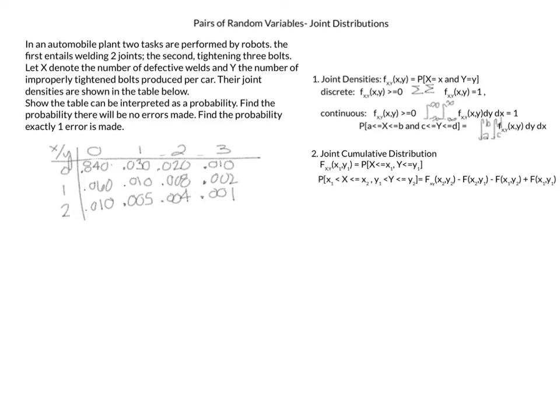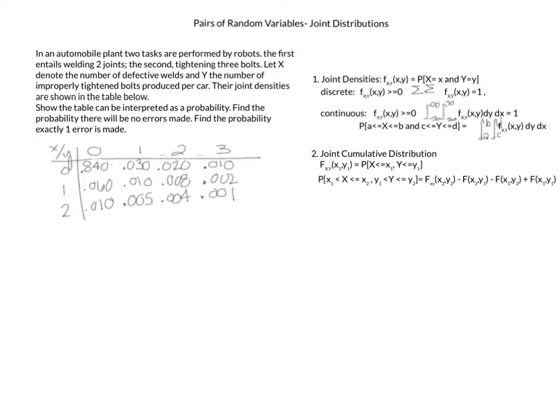Our first example will be: in an automobile plant, two tasks are performed by robots. The first entails welding two joints. The second, tightening 3 bolts. Let x denote the number of defective welds and y the number of improperly tightened bolts produced per car. Their joint densities are shown in the table below.